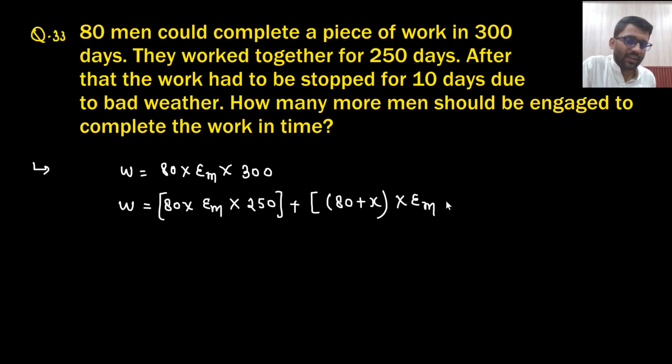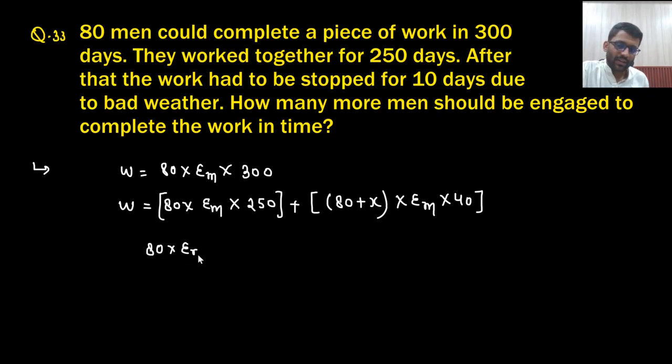They will work with their complete efficiency for how many days? Because 10 days are wasted and they have 300 days. In 300 days, they need to complete the work. 10 days have been wasted. So how many days are they left with? 40. So this is the equation. You can equate them both.